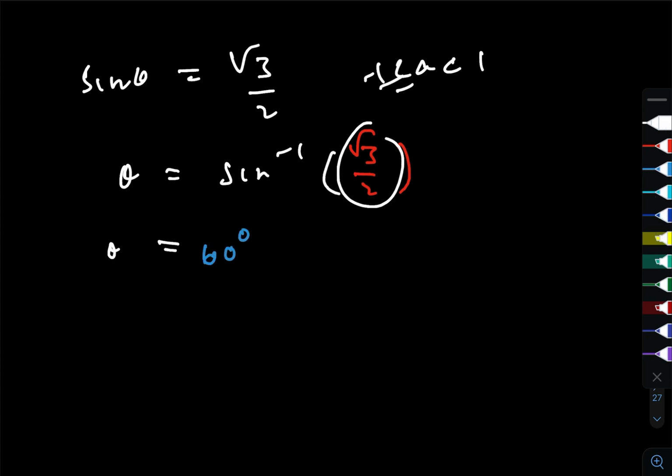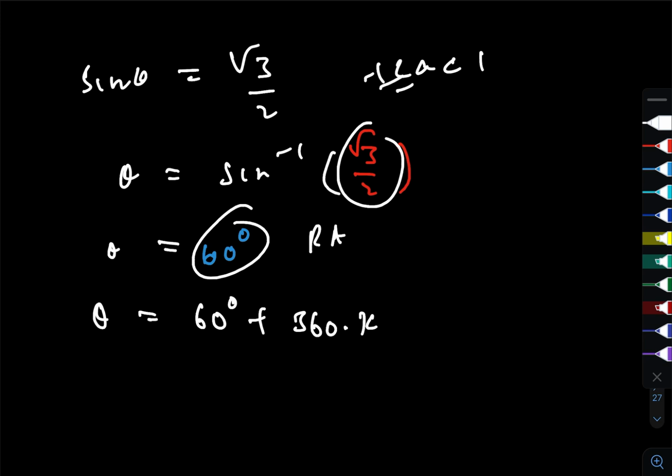This 60 is a reference angle. For a more general solution, theta is going to be 60 degrees, which is the reference angle, plus 360 degrees times k, where k is an element of integers. Like I said, don't forget to write k as an element of Z.